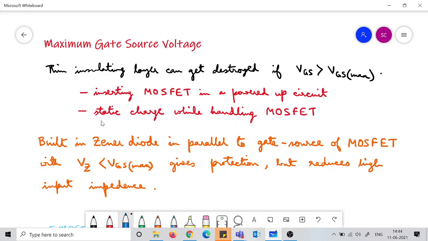Also, you have to be very careful while handling the MOSFET, because our bodies have a lot of static electricity, and 25 volts of static electricity can easily flow if we touch the MOSFET with our bare hands before grounding ourselves. So it is very important that we ground ourselves while handling MOSFETs and such sensitive electronic equipment.